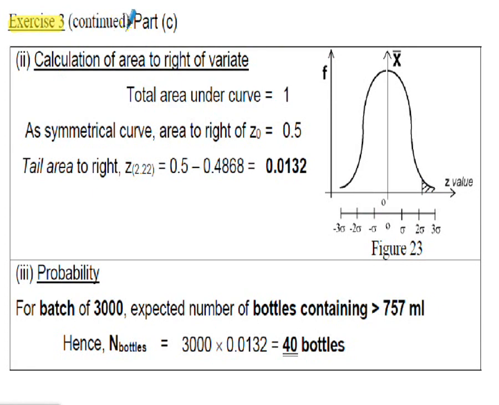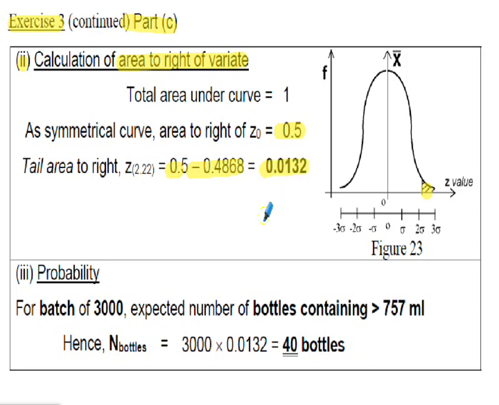Exercise 3, part C continued here. Step 2. We've now got to calculate the area to the right of our variate, to the right of the z equals 2.22 value. We're trying to find this area up here basically. Knowing that half the curve is equal to a 0.5 area, to find the tail area, it's 0.5 take away the 0.4868 we've got from step 1. That gives us a tail area of 0.0132.